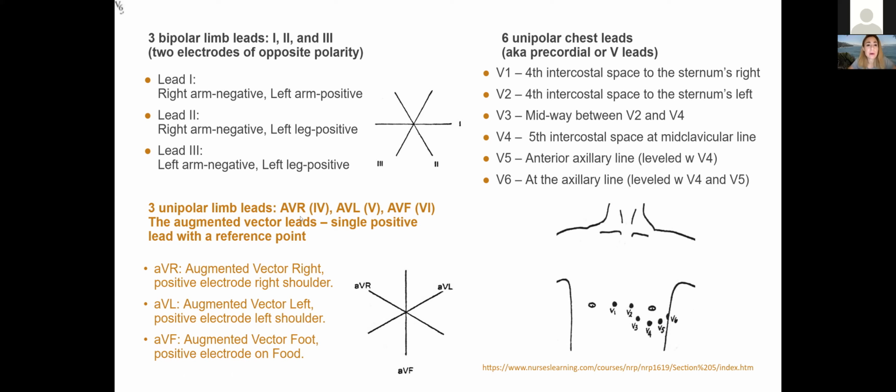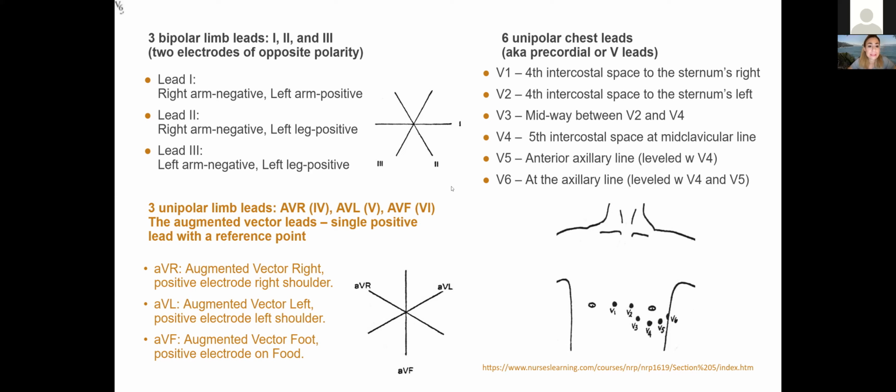Sure. Okay. The 3 bipolar limb leads, 1, 2, and 3. As mentioned, these are 2 electrodes of opposite polarity. So lead 1, we have the right arm is negative, the left arm is positive. Lead 2, the right arm is negative, the left leg is positive. Lead 3, the left arm is negative, the left leg is positive. And you can see the diagram of the points, like, imagine a human body that would be laying under this.